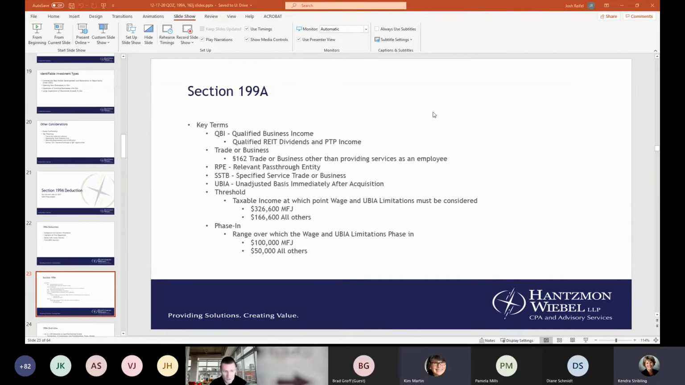Can you see the slides now? Yes. Okay. Every time I try to present the show, it switches screens and I can't get it to the right screen, so we're just going to go with this.